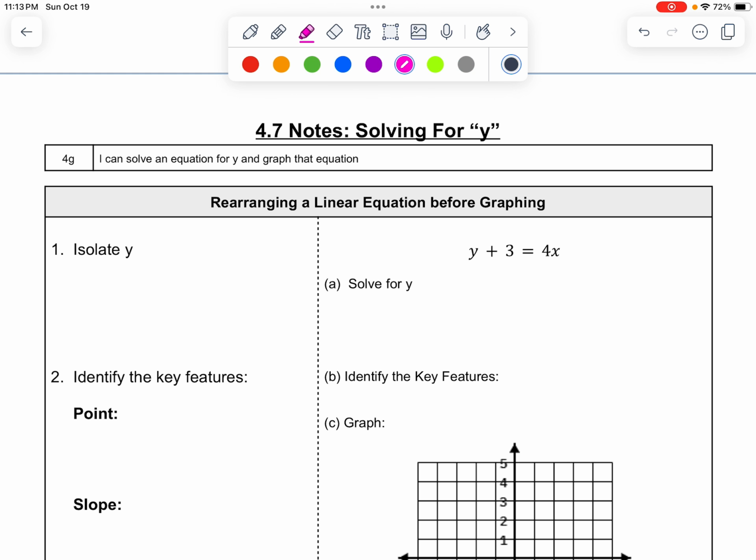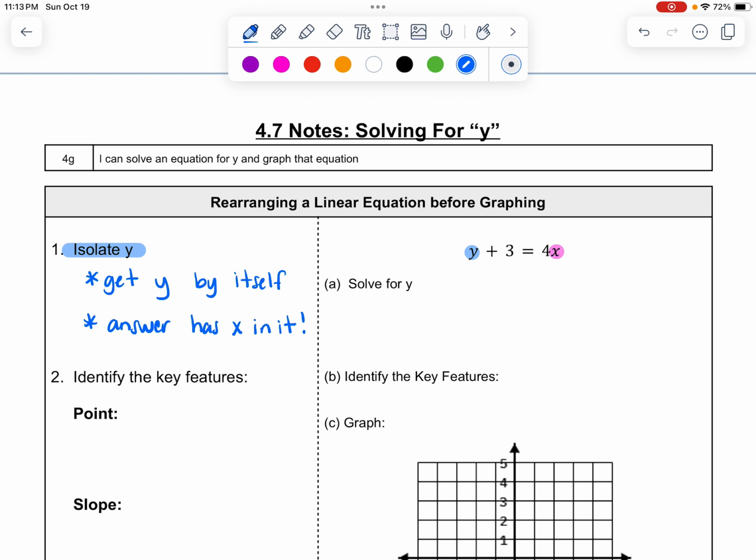So you'll notice that there's an x in this equation and that there's also a y. Our job today is going to be to isolate y. That means our goal is to get y by itself. Now your answer here is still going to have an x in it. So your answer is not going to just be a number today. It's going to be an equation that is rearranged.